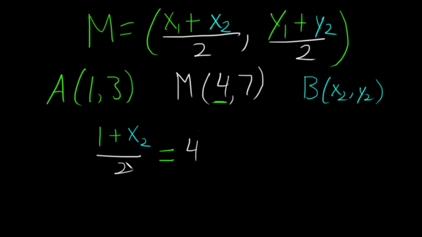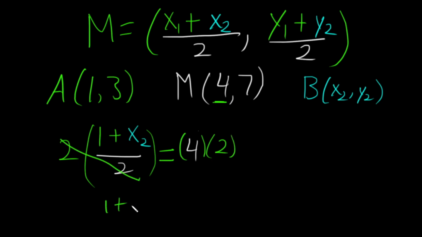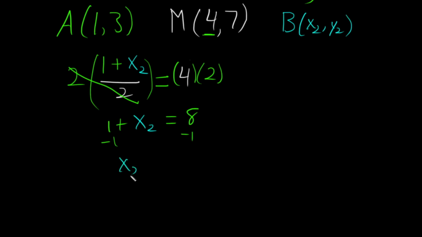So the first thing is, to get rid of the 2 down here, we'll go ahead and multiply this entire side by 2. And we need to do the same to the other side. These 2's will cancel. And we're left with 1 plus x2 equals 4 times 2 is 8. Subtract 1 from both sides. So now we know x2 is equal to 7. So far, we have our x2 value of the B point.